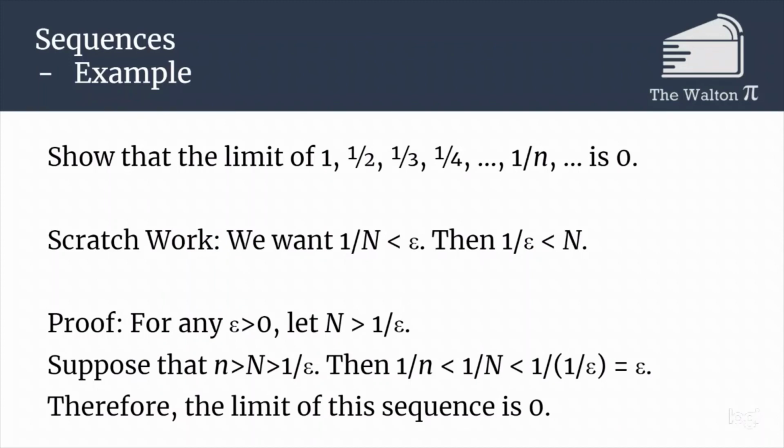Which makes sense, because if we have 1, 1/2, 1/3, 1/4, each number is getting smaller, but they are never going to become negative, so the limit is going to be 0.